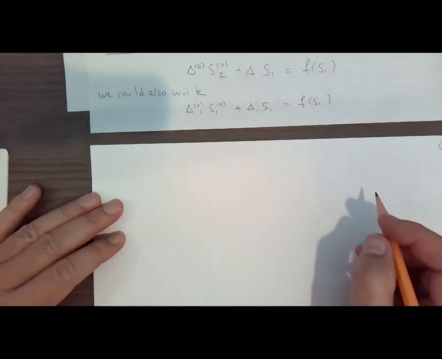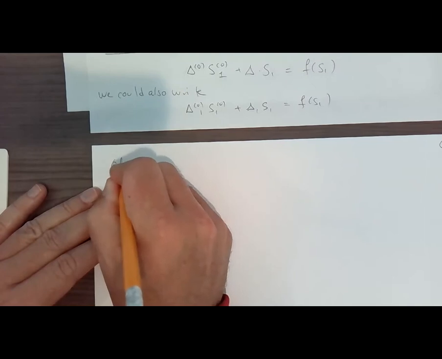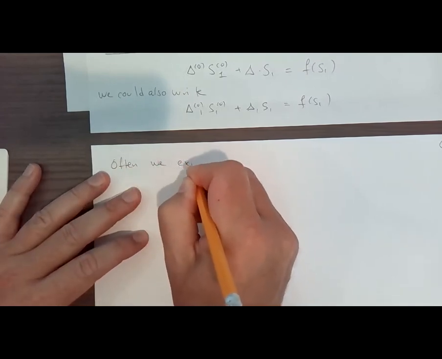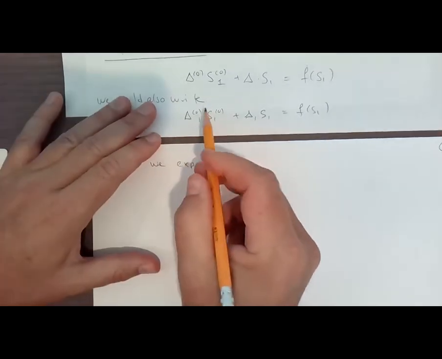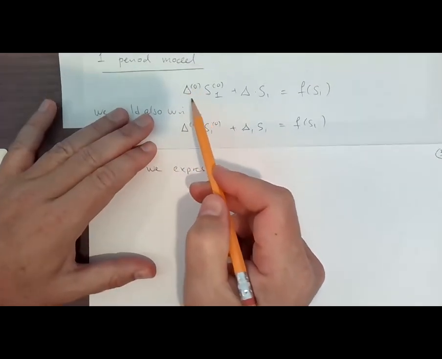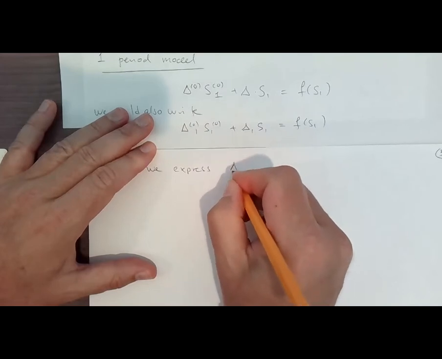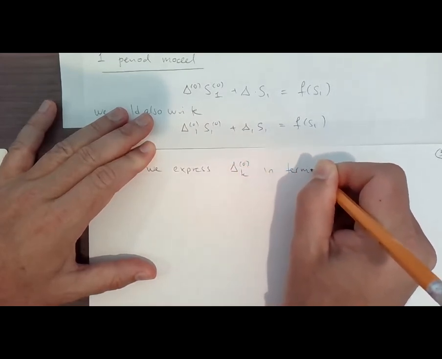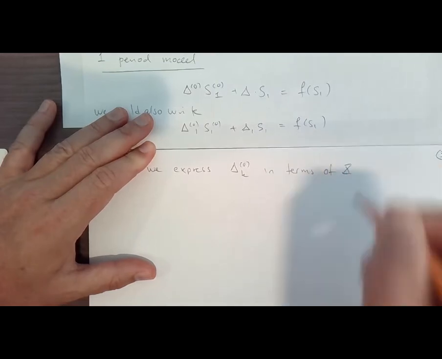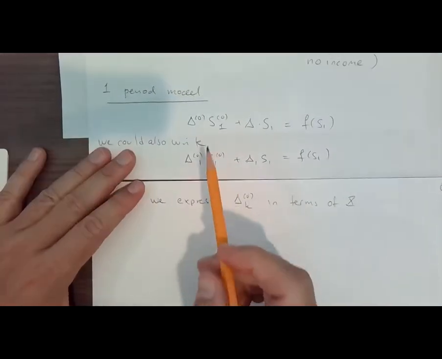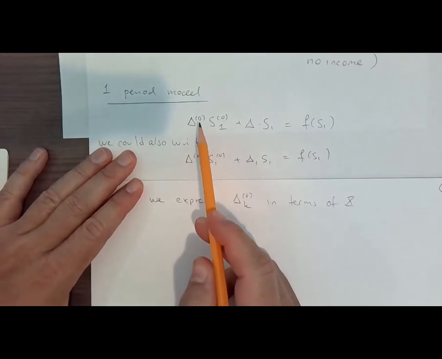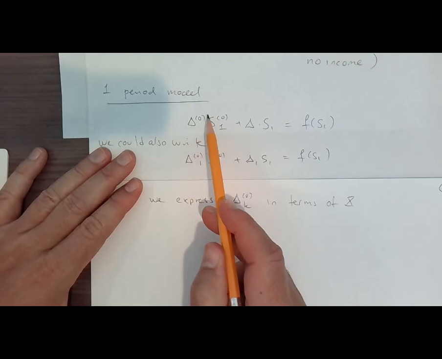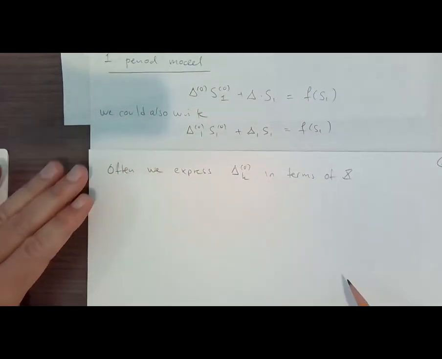For example, so often we express the investment, this one here in the bank. Often we express this in terms of x. So instead of solving this equation here for delta naught and delta, we would re-express this delta here in terms of x. And let me show you how to do that.